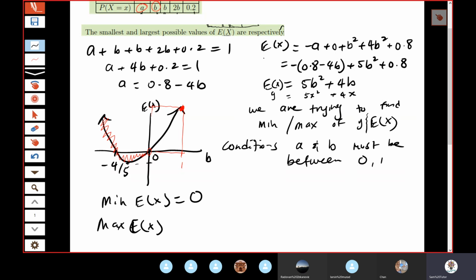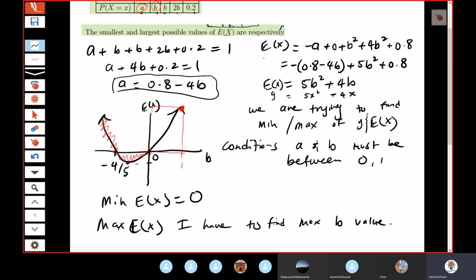But to find the maximum E(X), I have to find the maximum I can go with my b value. So I have to find the max b value. Then I'm going to get stuck because I'm like, how do I say what's the maximum b value? I don't know. But then I remember I've got another condition here.